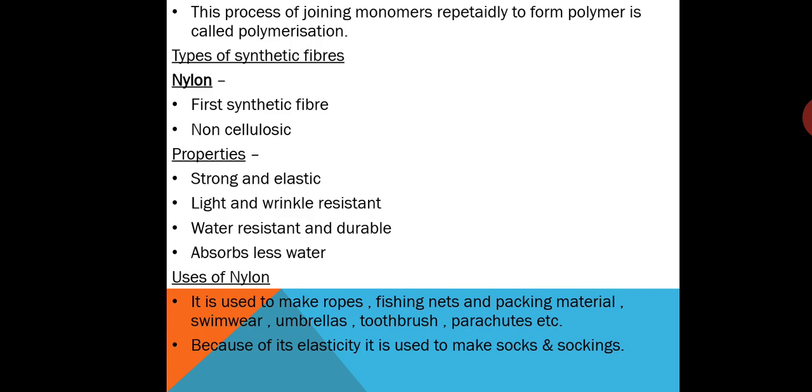What are the uses of nylon? It is used to make ropes. You know, the mountain climbers take the help of rope to climb Mount Everest or the mountains. The ropes used by them are made up of nylon. Fishing nets, packing material, swimwear, umbrellas, toothbrushes, parachutes, etc. These all are the uses of nylon.